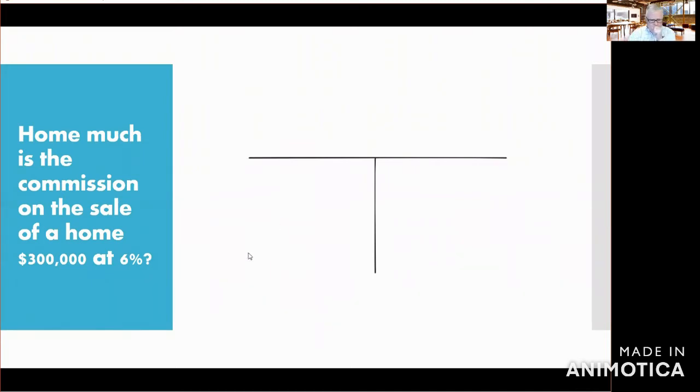Okay. So how much is commission on the sale of a home at 300,000 at 6%? So again, basic formula. We have to figure out what parts we have and how we figure it out. So we're looking at what the commission is. That would be the part. What I know is it's a 6% commission rate. And I know the sales price is 300,000. So what do I do with it? I multiply them because I have the rate and the base.